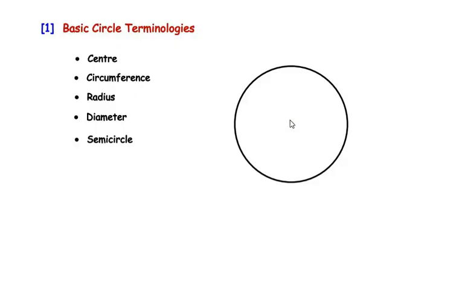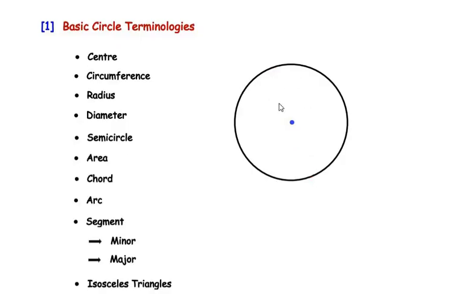Now if we draw a line from the center of the circle to the circumference of the circle, we call this the radius. And if we draw a line starting from one of the points on the circumference, passing through the center of the circle and connecting to the opposite side of the circle on the circumference, we call this the diameter. The diameter has to pass through the center of the circle, and it divides the circle into two equal halves. Half of the circle is called a semicircle.